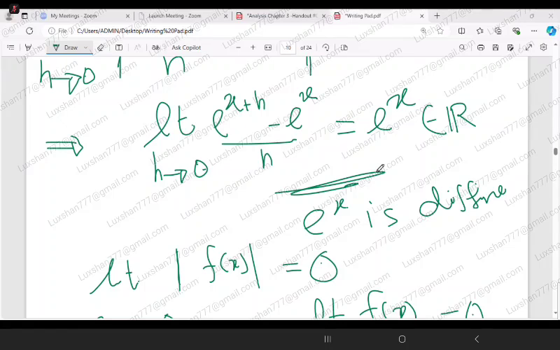And e to the power x, the standard form, e to the power h minus 1 over h.